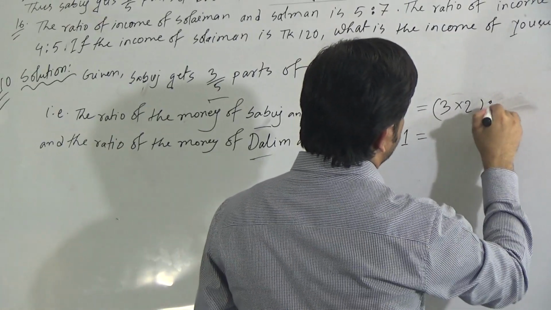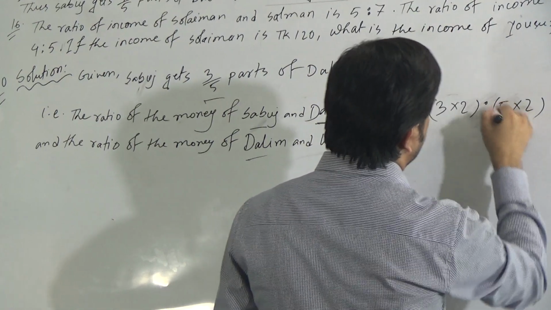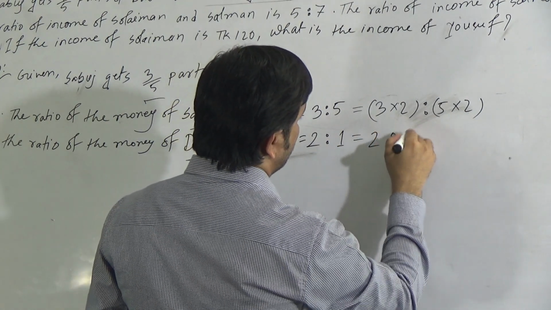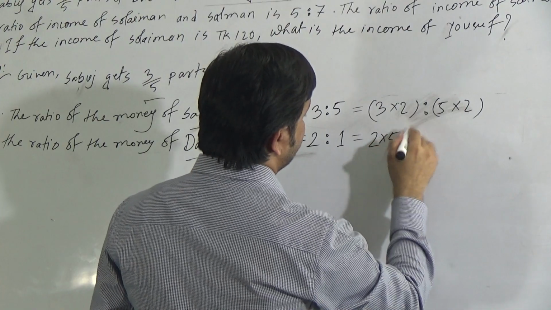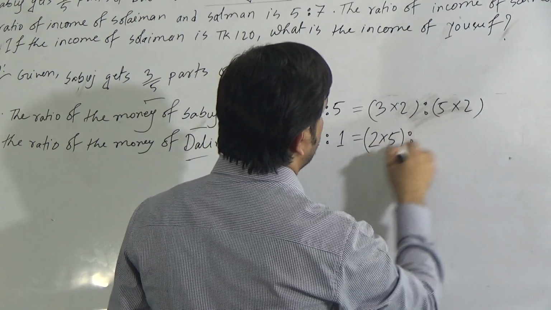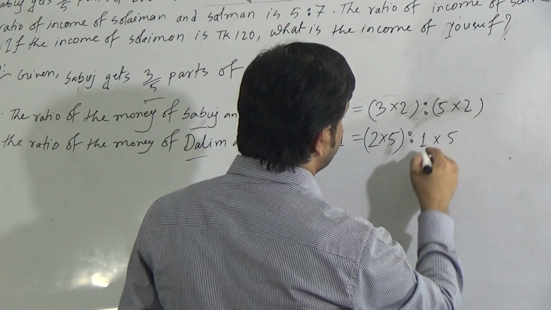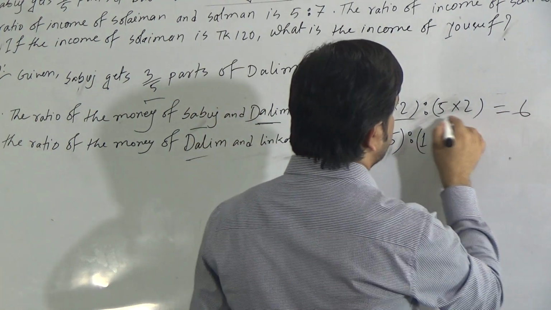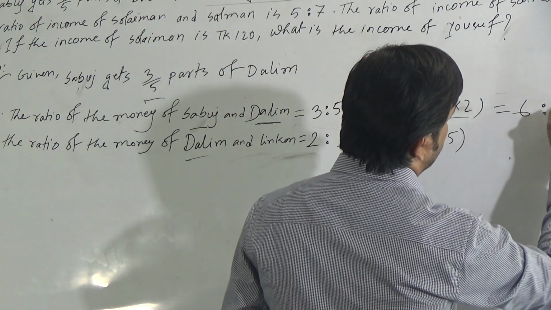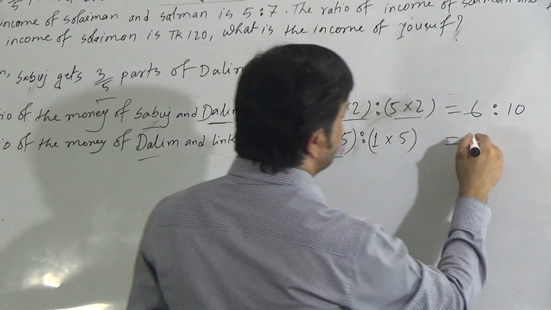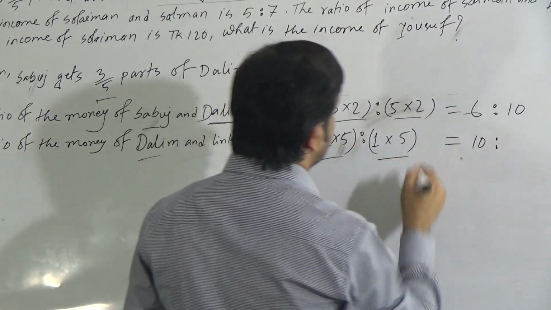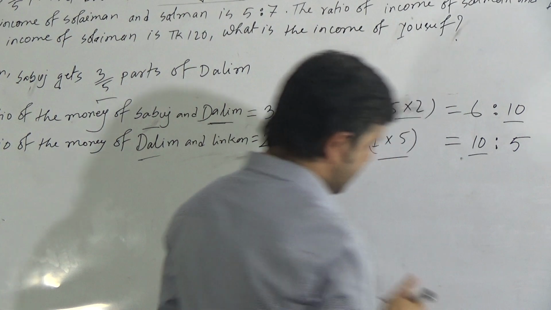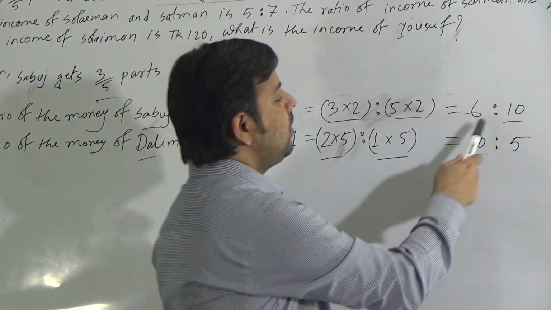5 into 2. So we have to multiply the second ratio, 2:1, by 5. 1 into 5. Now see, 3 2s are 6 and 5 2s are 10. And 2 5s are 10 and 1 5 is 5. Dear students, here see, the quantity of Dalim is the same in both the ratios.